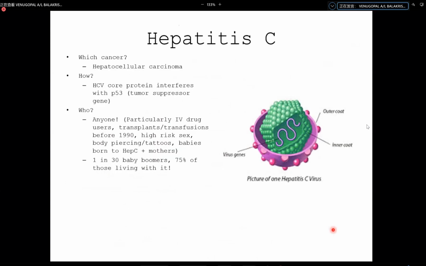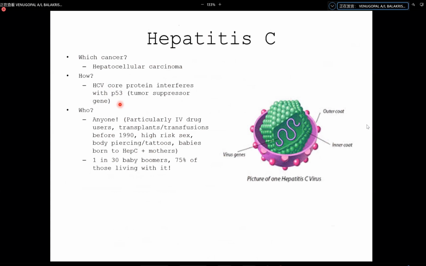As an example now, let's look at Hep C. Okay. See, the core protein interferes with the p53 tumor suppressor. So once it interferes, p53 is not functional and it cannot do tumor suppression.